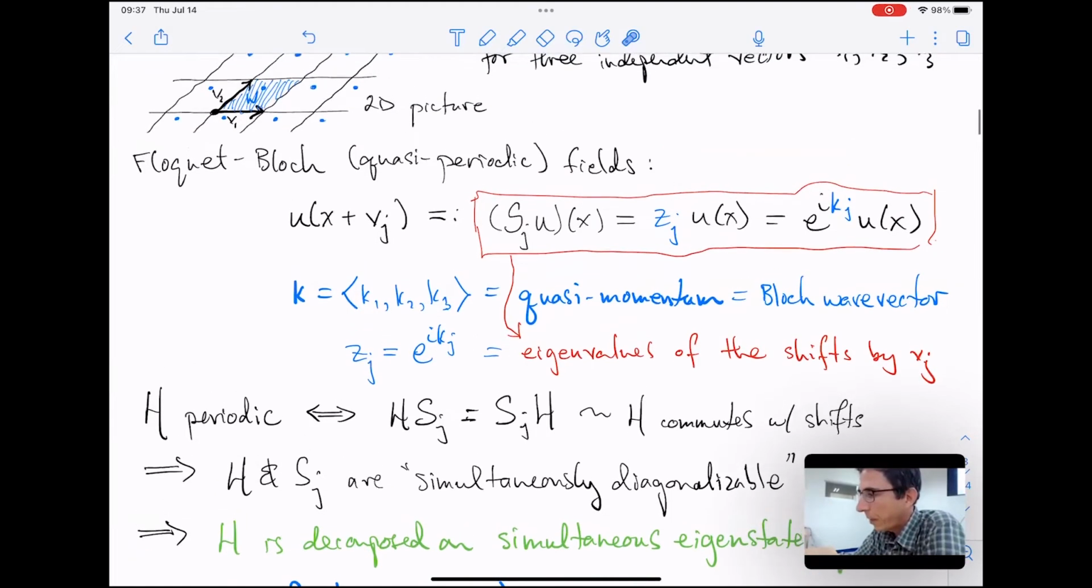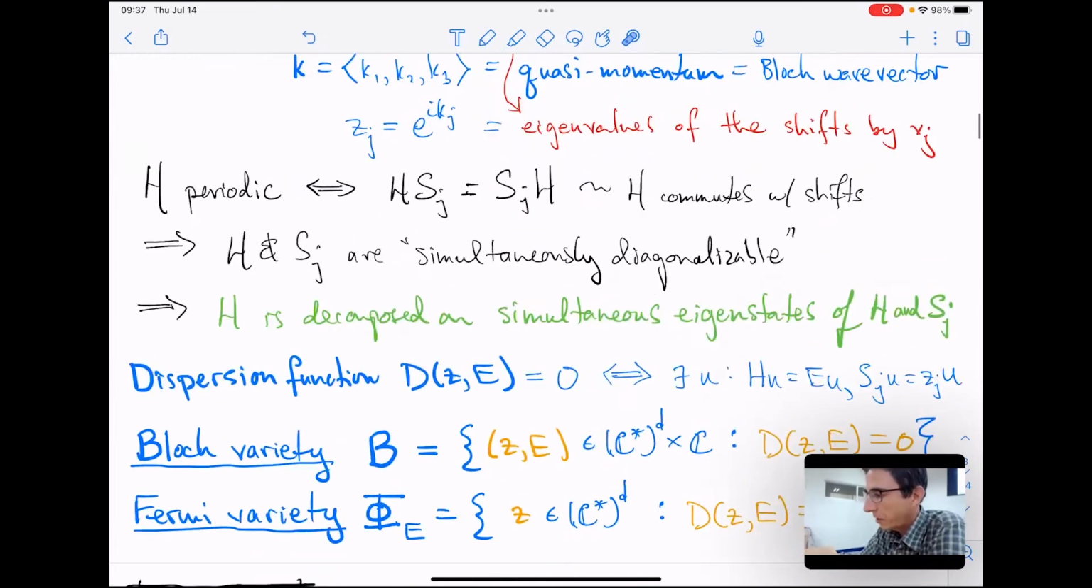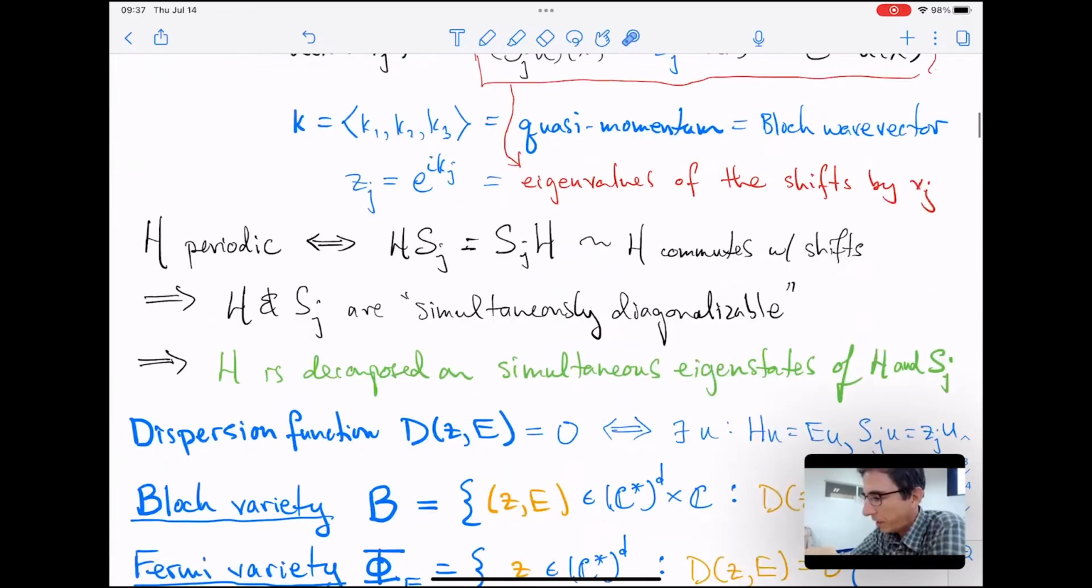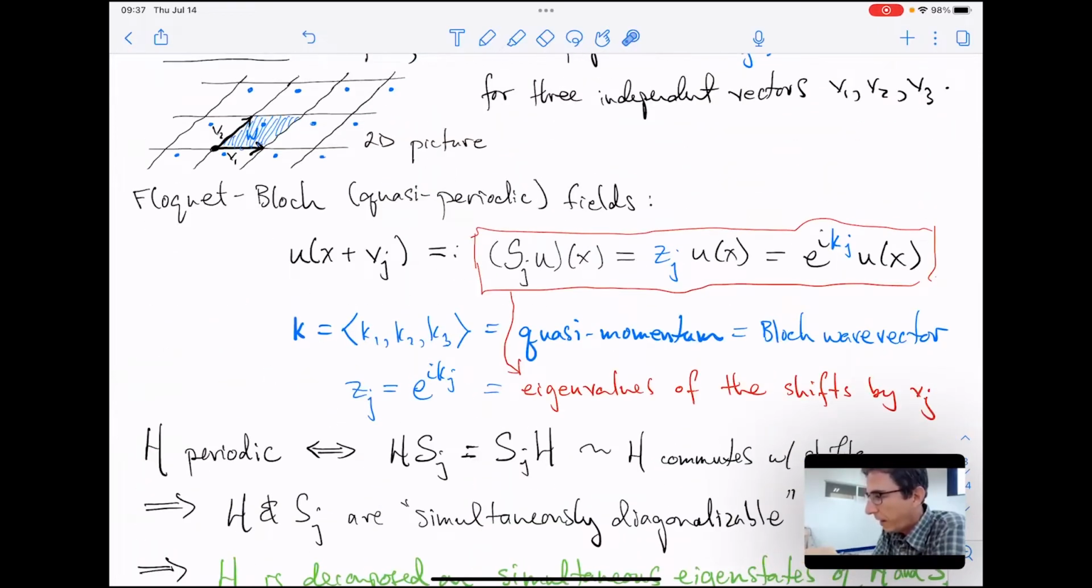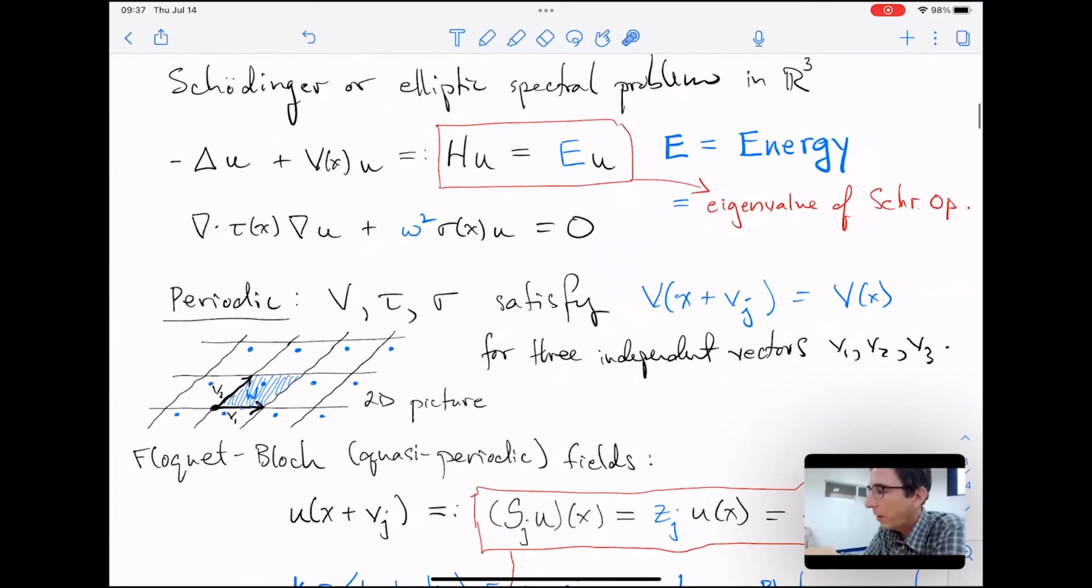So the first part of the agenda is to show you how to take an arbitrary function f in L2 of the original space and decompose that into these momentum spaces, these eigenspaces of the shift. Then after we do that, the second part is to say, well, now I have a Schrödinger operator that commutes with all the shifts. So therefore, the Schrödinger operator should be decomposed. What's the proof of that? How do you do the proof?